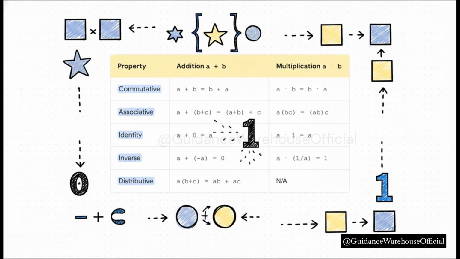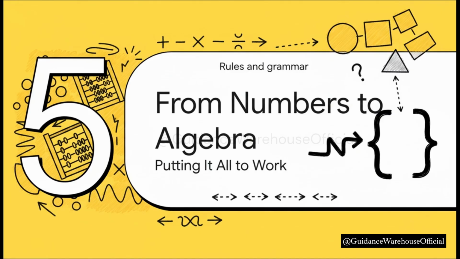It's all about flexibility. The identity properties are our neutral tools. Adding 0 or multiplying by 1 doesn't change a thing. Then you have the inverse properties, which are like a universal undo button. They're how we get back to 0 or 1, and that's the secret to solving equations. And finally, the distributive property. This one's a real powerhouse. It's how we break apart tricky multiplication problems into much simpler pieces. You don't have to memorize all the names, but understanding what these do, that'll make you a way more powerful problem solver.